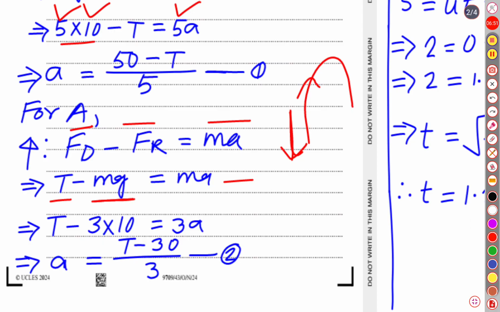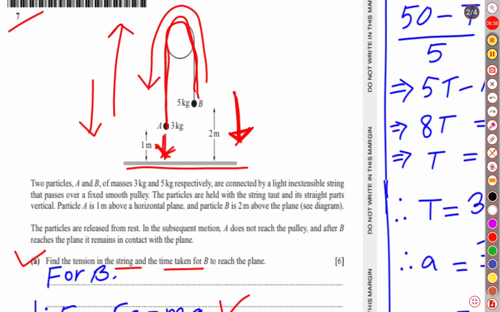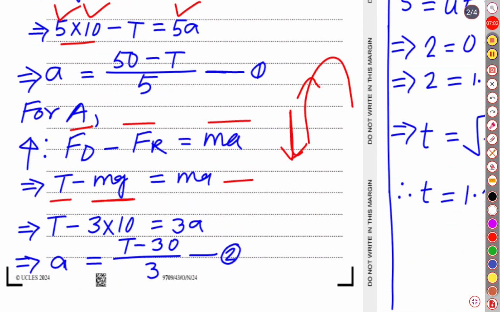And the right side is mass into acceleration. So tension minus the mass of particle A, which is given here as 3 kg. We apply this: T minus 3 into acceleration due to gravity, which is 10. So T minus 30 is equal to 3a, where 3 is the mass of the particle. Hence we can form the equation a is equal to (T minus 30) over 3. So these are the two equations, equation 1 and 2.